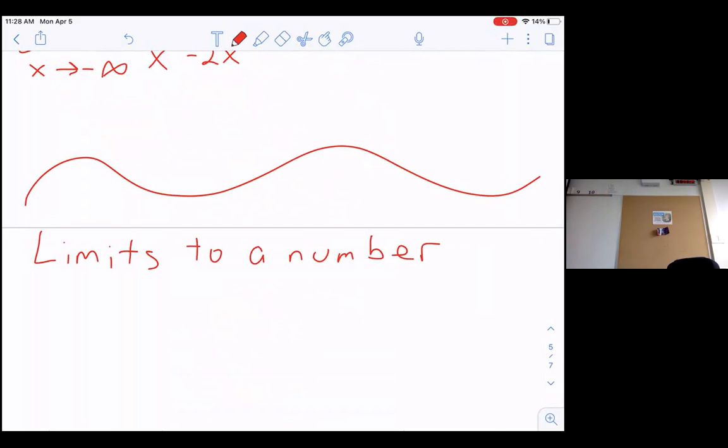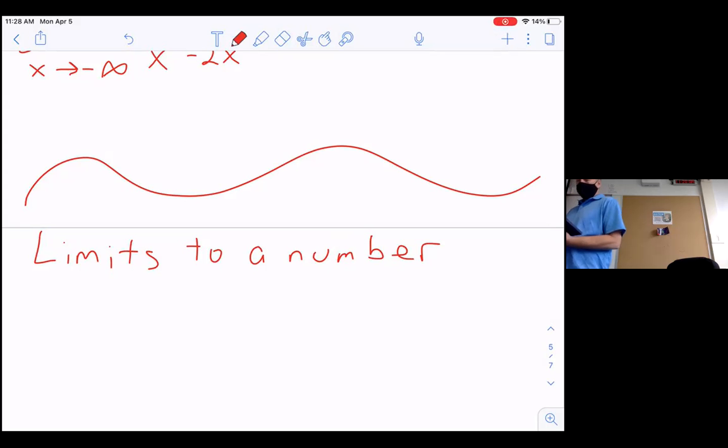Now, there's good news and there's bad news when we talk about taking limits to a number. So the good news is some of them are super easy. The bad news is that they're all a little bit different, and sometimes it can be a little bit hard to categorize what kind of problem you're doing. But once you get it into a certain category, the method from there is pretty easy. It usually is just, can you figure out what type of problem it is?